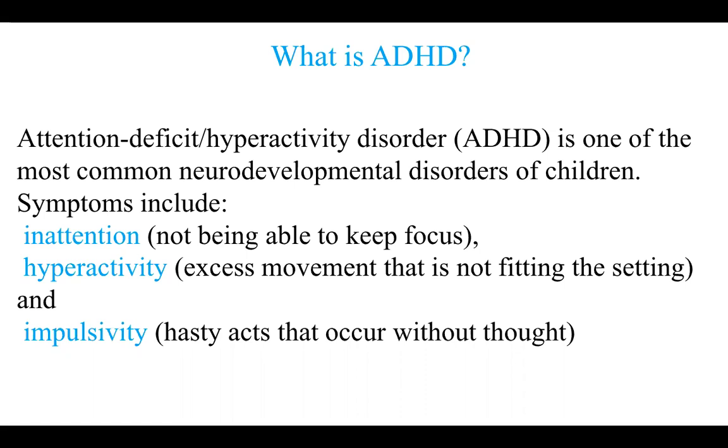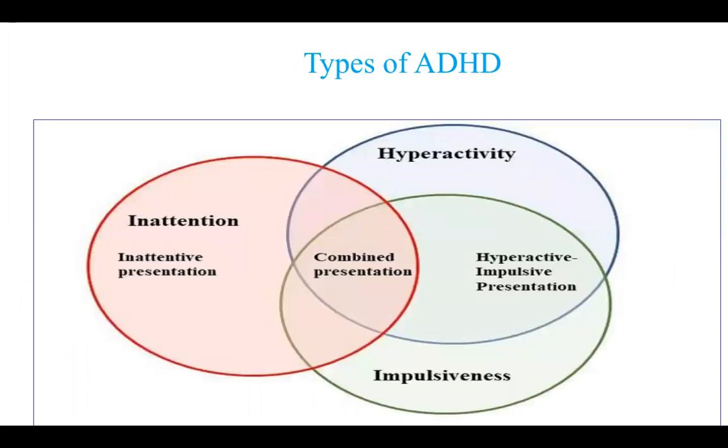It's also like the child is motor driven or something like that. So these are the components of ADHD as a complex. Now we'll see what the types of ADHD are. So there are essentially 3 types of ADHD.